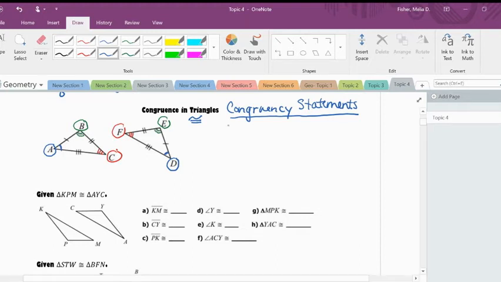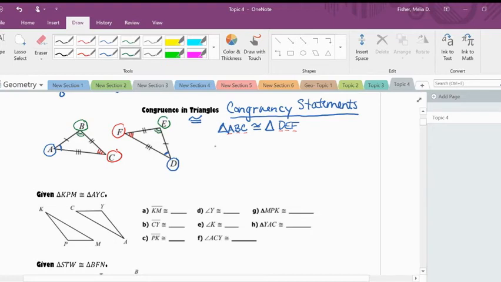So a congruency statement is when I say that triangle ABC is congruent to triangle DEF. So as we note, A and D were in the same spot, and B and E and C and F. So the order that we have those written lines up with the angles that are congruent. There are multiple ways that we can write this.